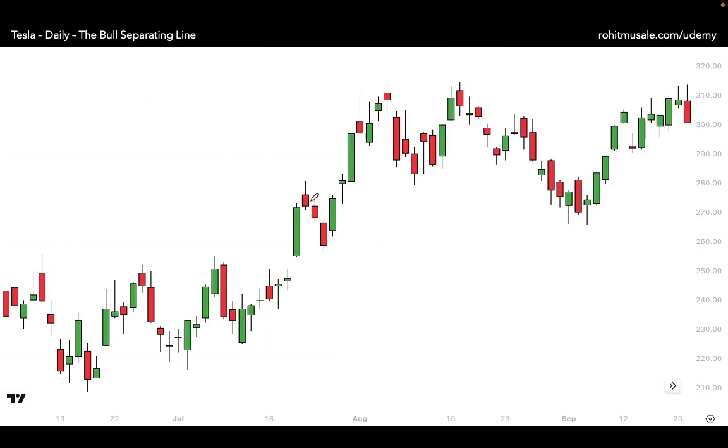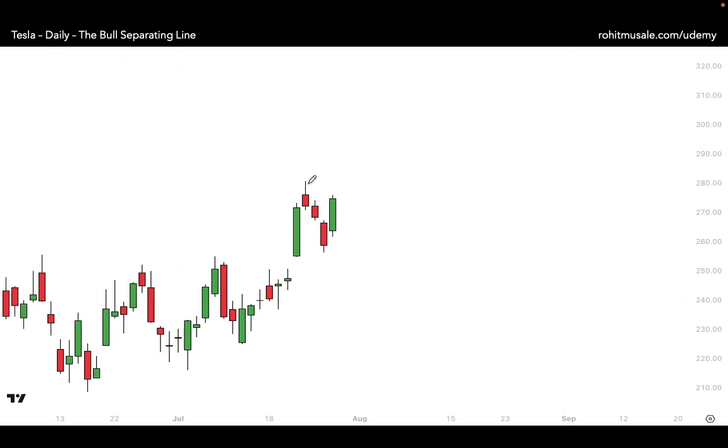So as you can see here, price continues moving forward until you have some small real bodies and a shooting star like candle that expresses bearishness in the market. But given the market conditions here, that's a continuation pattern, that's a bull separating line.